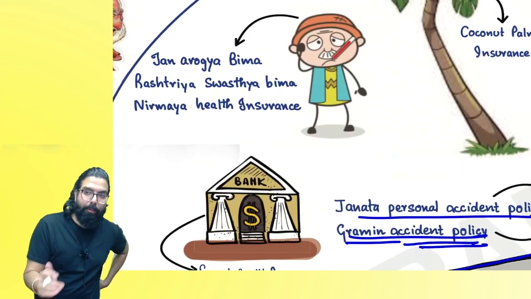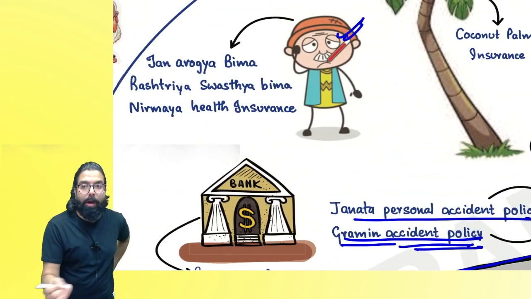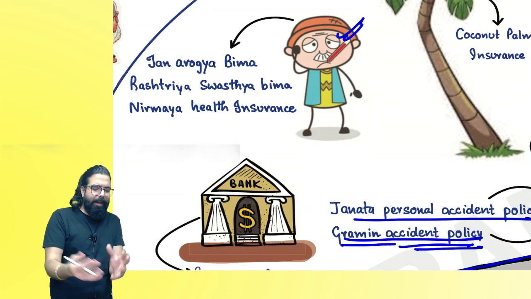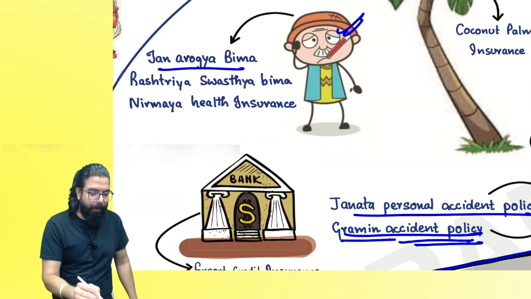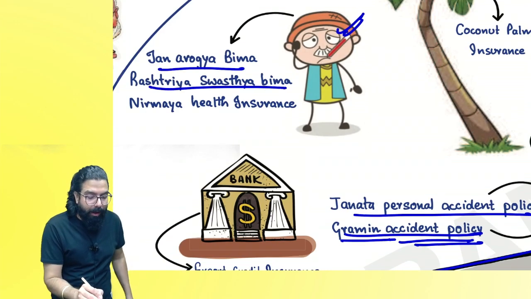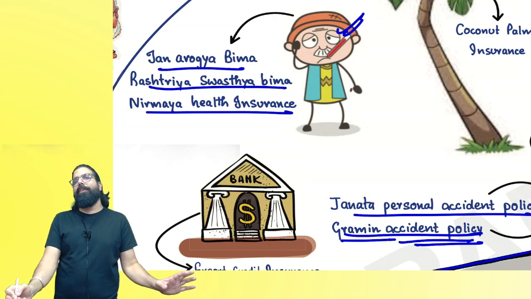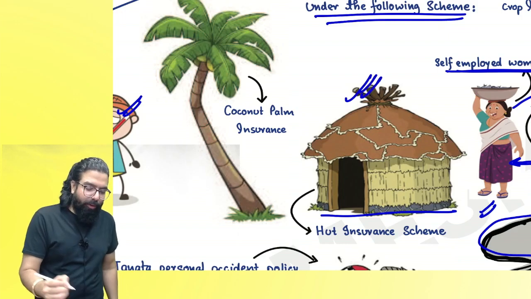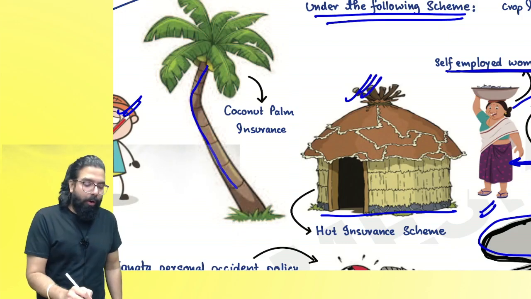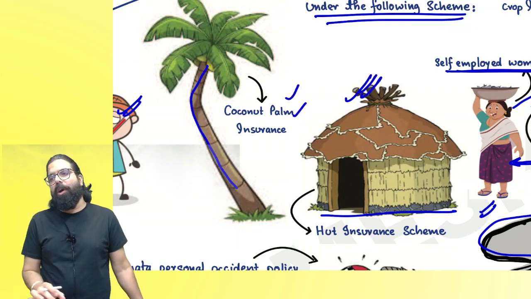Now, Baba, once this person becomes old, for old people the government wanted, only for classroom purpose I'm telling, Jan Arogya Bima, which is for anyone. Jan Arogya Bima, Rashtriya Swasthya Bima, sir, Nirmaya Health Insurance also, GST will not come. Now, everyone over here, listen to me very carefully. Besides this home, you see a coconut and palm tree. Coconut and palm insurance also, GST will not come.